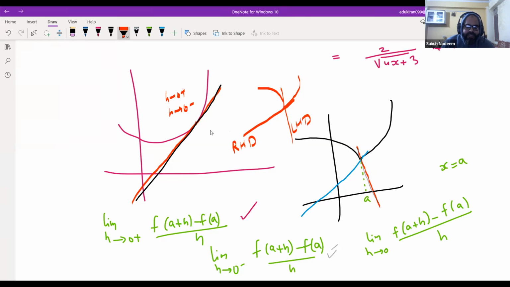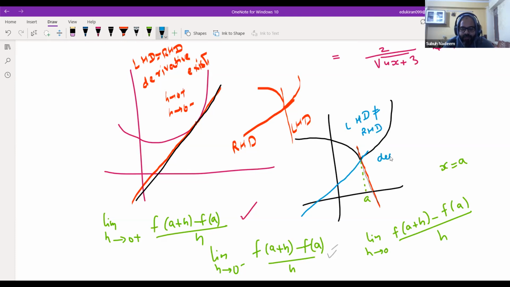Okay. So what we say is that here the derivative exists. In this one, the derivative exists because the left-hand derivative and right-hand derivative are the same. Both are the same. But in this one, the left-hand derivative is not equal to the right-hand derivative. So the derivative does not exist.